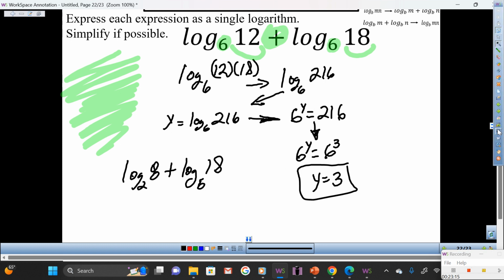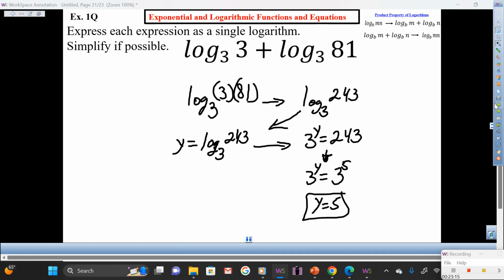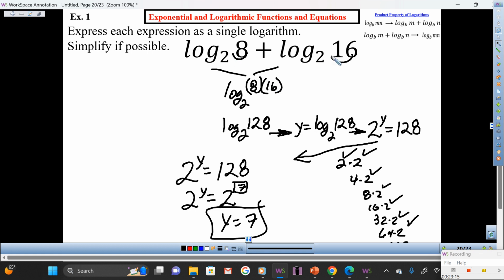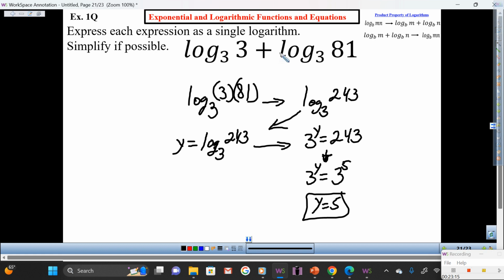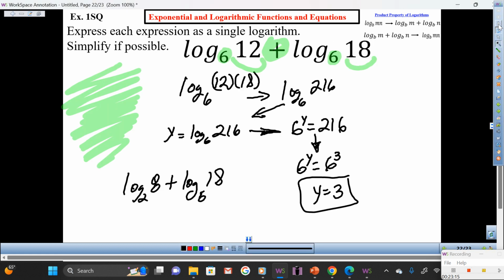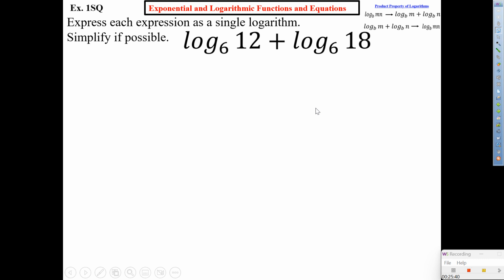So once again, here goes. Quick recap. We started with two logs being added. Since they had the same base, what did we do to the given numbers? They multiplied. Again, we went to the next one. Two logs being added, same base. What happened to the numbers? Multiplied, and so on and so forth. Yes? All right. Thinking time.